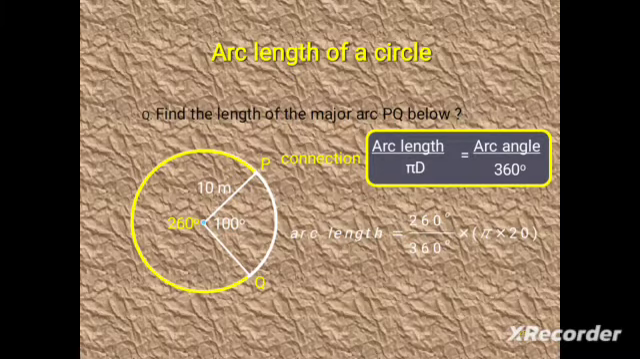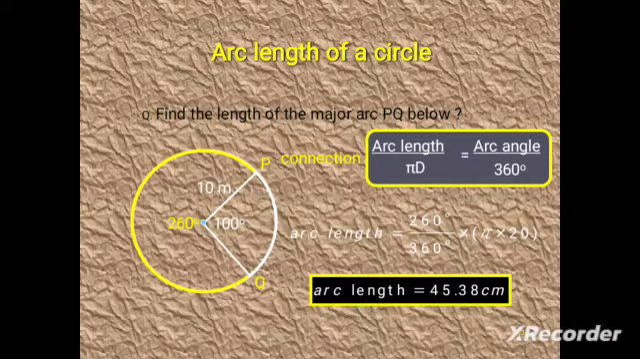If you use 100, then you will be finding the length of the minor arc. So you have to use the major angle, or the angle attached to the major arc. So that arc will be, substituting into the formula, 260 over 360 times pi times 10 times 2, meaning it is 20. And so the arc length will be 45.38 centimeters.